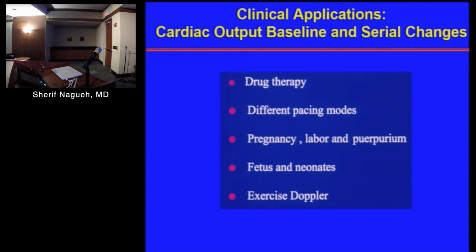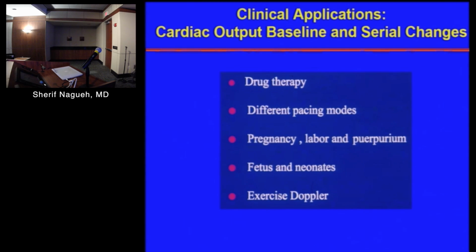We and others have looked at the use of drugs like dobutamine, milrinone in patients with heart failure, used echocardiography to measure stroke volumes and cardiac output to document a hemodynamic improvement with the drug to justify giving this as an outpatient treatment for some patients who have advanced heart failure. You can look at the effect of different pacing modes, AV sequential pacing, biventricular pacing, LV pacing, pacing at different sites of the LV, and see which one results in the largest increment in stroke volume and cardiac output.